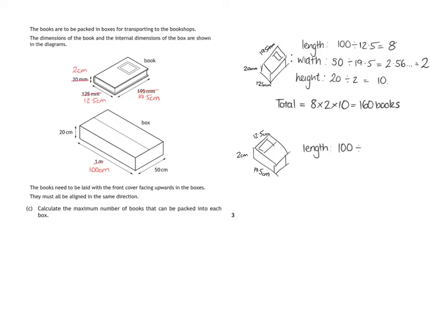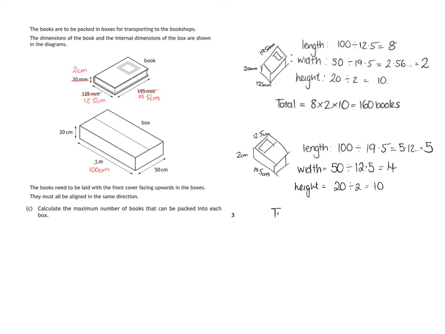So length 100 divided by 19.5, which gives me a decimal of 5.12 and some extra. So that is 5 in this case, because like I said, we can't have part of a book. The width, it's 50 centimeters wide, and it's now 12.5 that we've got there. So 50 divided by 12.5, which gives me 4 exactly. And then the height is the same thing because it hasn't changed. So we get 20 divided by 2, which is still 10.